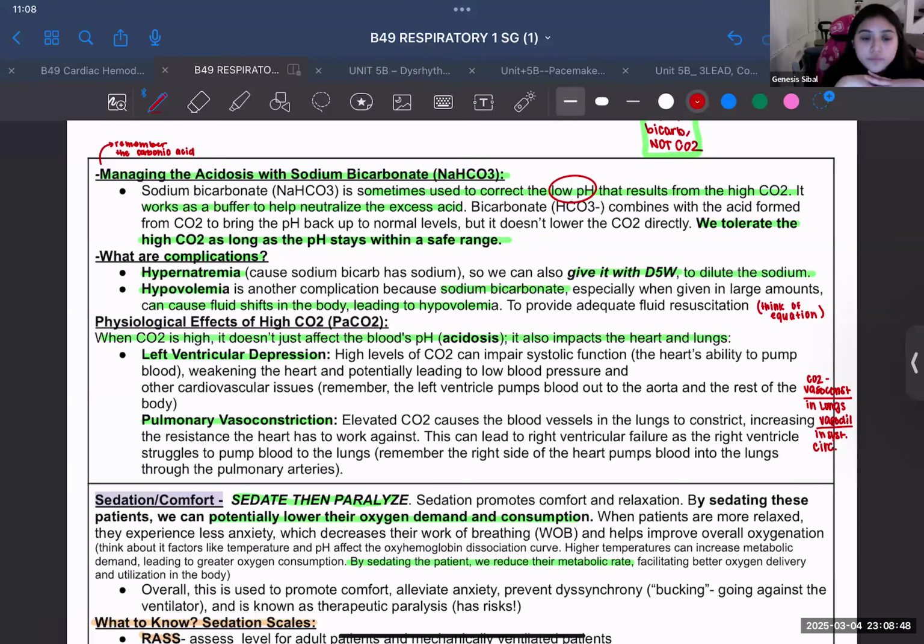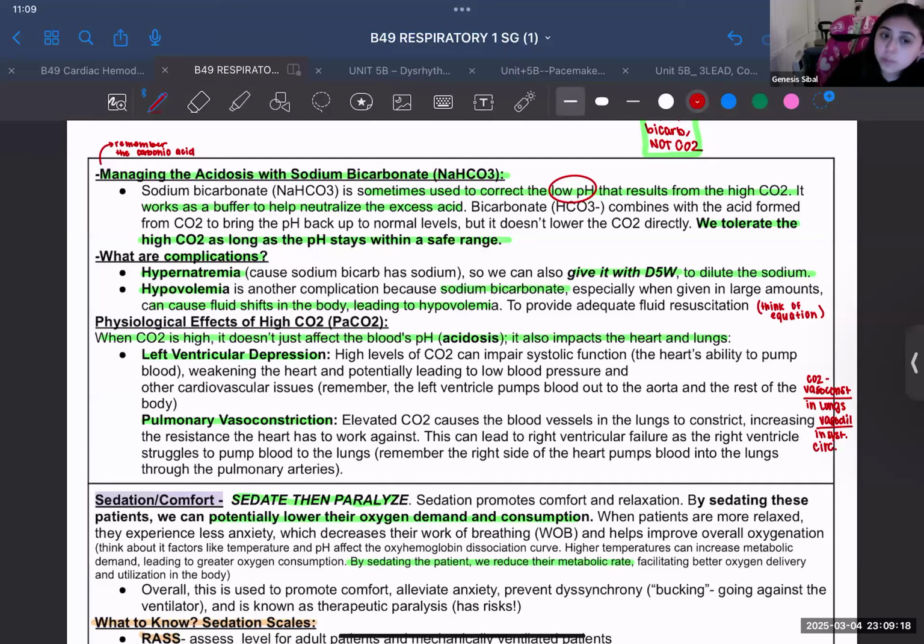Okay, so in terms of our CO2, it is still going to remain high. So what are some of the physiological effects of having a high CO2? Our CO2 is still going to be high because we care more about the pH being within range. When the CO2 is high, it doesn't just affect the body's acidotic state, it actually impacts our heart and lungs. One thing you can remember is that CO2 is a vasoconstrictor in the lungs, and a vasodilator in your systemic circulation.